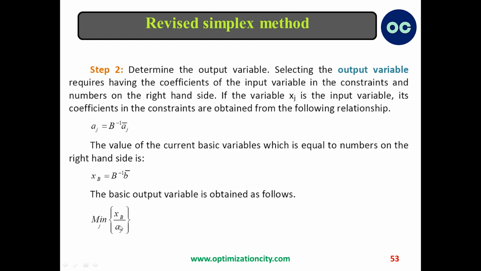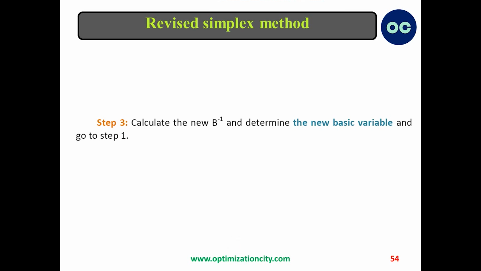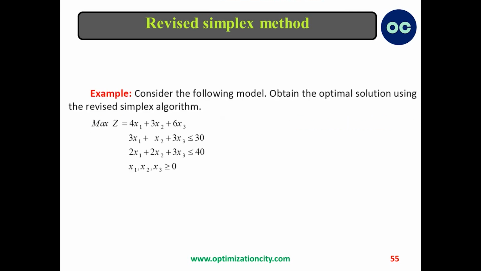The basic output variable can be obtained by the following minimization, which is called the ratio test in the simplex method. Step 3 of the revised simplex algorithm involves calculating the new B inverse for the new basic variable. When it's done, we return to step 1 and pursue the algorithm again. Let's consider the following example and use the revised simplex algorithm to obtain the optimal solution.